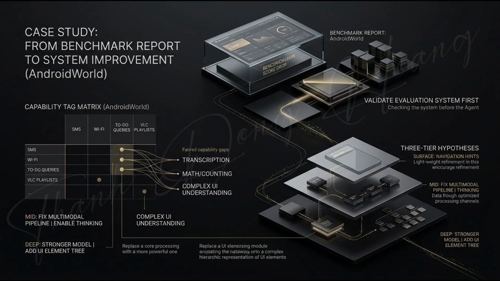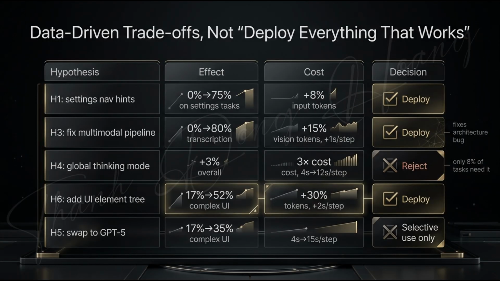From there, hypotheses get built in layers. Cheap, surface-level fixes first, like adding navigation hints. Then mid-level fixes, like repairing a broken data pipeline or selectively enabling deeper reasoning. And only then, deep and expensive fixes, like swapping in a stronger model or feeding it richer input. This is the discipline that separates real evaluation-driven engineering from just chasing whatever seems to help.